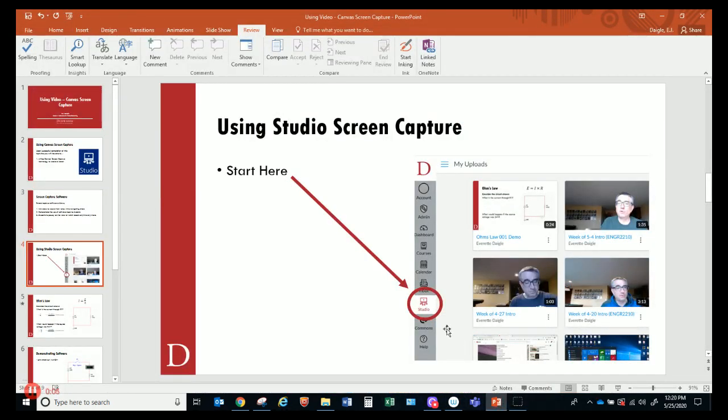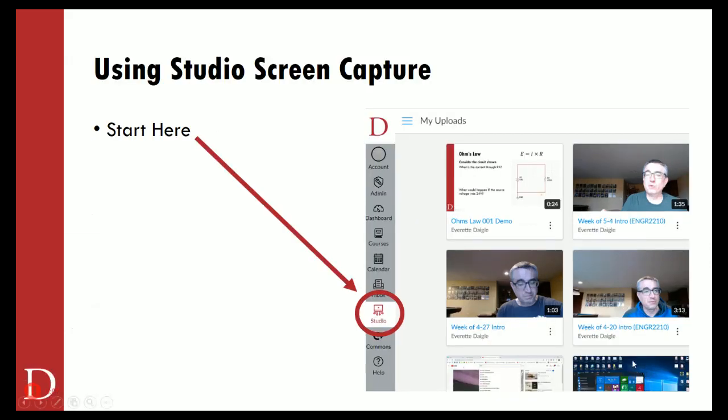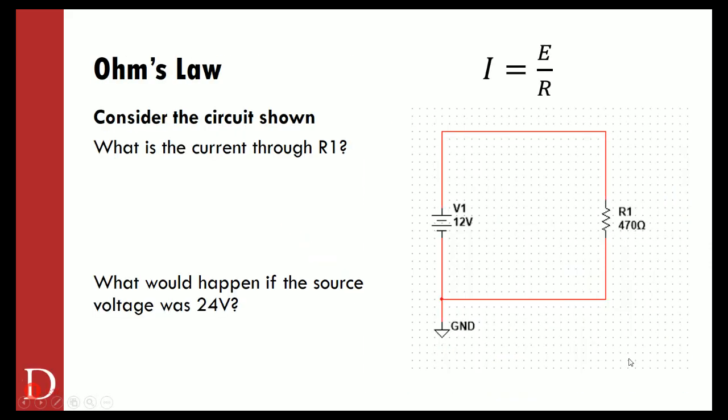Now I could go into my slides, and if I was doing a PowerPoint with my students, I might start talking about something like Ohm's law. Consider the circuit shown below. What is the resistance through R1? Well, I know the current, what's current through R1? I know current is equal to voltage over resistance, so it's going to be 12 volts divided by 470 ohms. I could click on this and say I equals E over R: 12 volts divided by 470 ohms equals 0.0255 amps. And I can step the students through how to solve the current through this particular resistor.